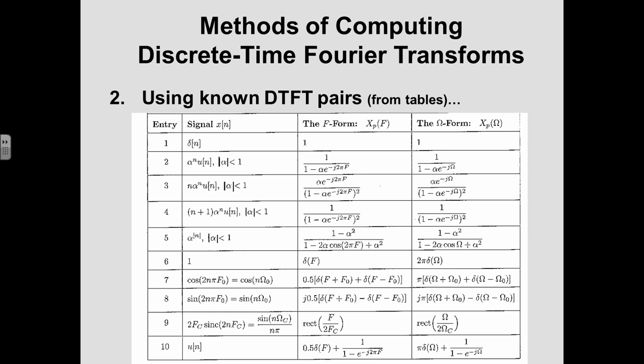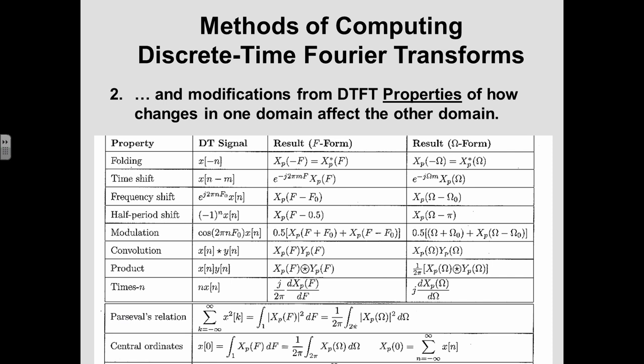Oftentimes we run into the case where we have a function we want to transform that looks similar to one of these signals that we have in the table, but not exactly the same. Sometimes they're subjected to time shifts or index reversals or some compression or expansion argument. And so we need to be able to modify these transforms using some knowledge of the different properties of the Fourier transform. That is also usually captured in tables such as this that show us if our signals are subject to certain modifications, how does that then modify the discrete time Fourier transform.